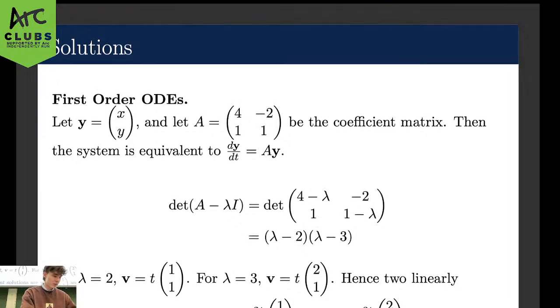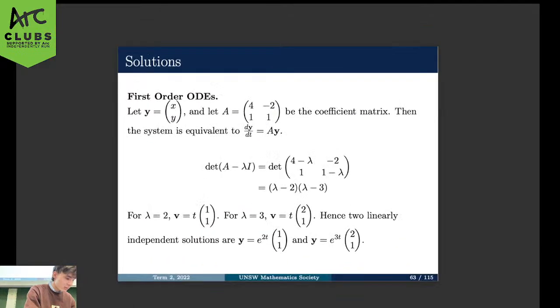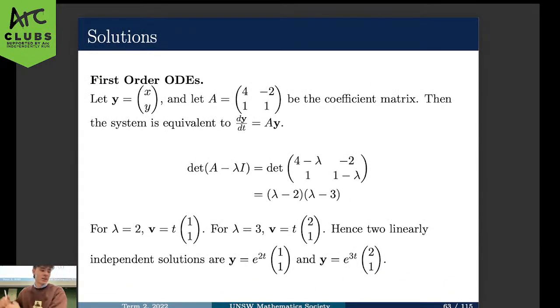So now we can see that two linearly independent solutions to this system should be y equals e to the 2t times 1, 1, and y equals e to the 3t times 2, 1. And these are just specific solutions. This is not our general solution just yet. Remember, in this case, in e to the 2t, 1, 1, 2 is our eigenvalue, and 1, 1 is our eigenvector.